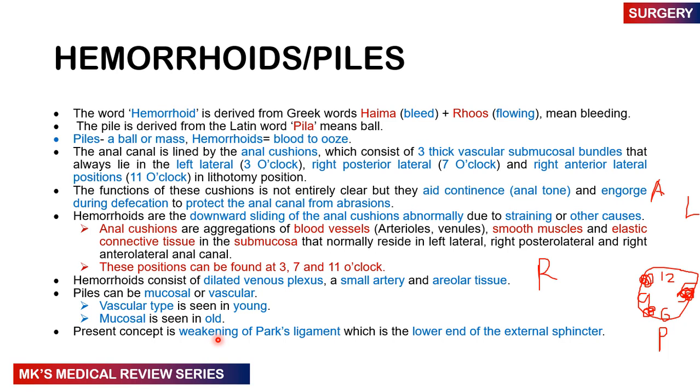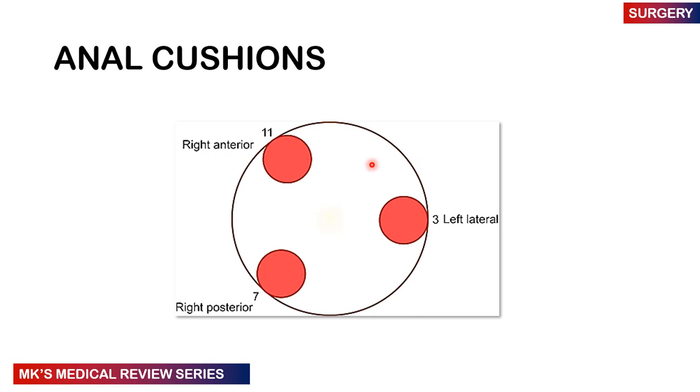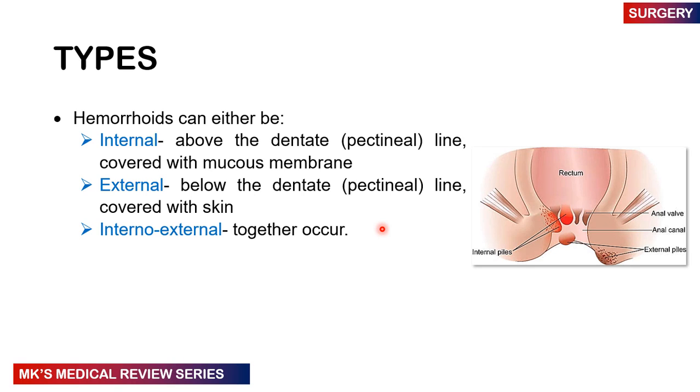Now remember that the present concept is that there's going to be a weakening of Park's ligament, which is the lower end of the external sphincter. Now this is just the clock positions that I already explained. 11 o'clock, which is the right anterior, 7 o'clock is the right posterior, 3 o'clock is the left lateral. Now hemorrhoids can either be internal, external, or internal-external, meaning both, mixed.